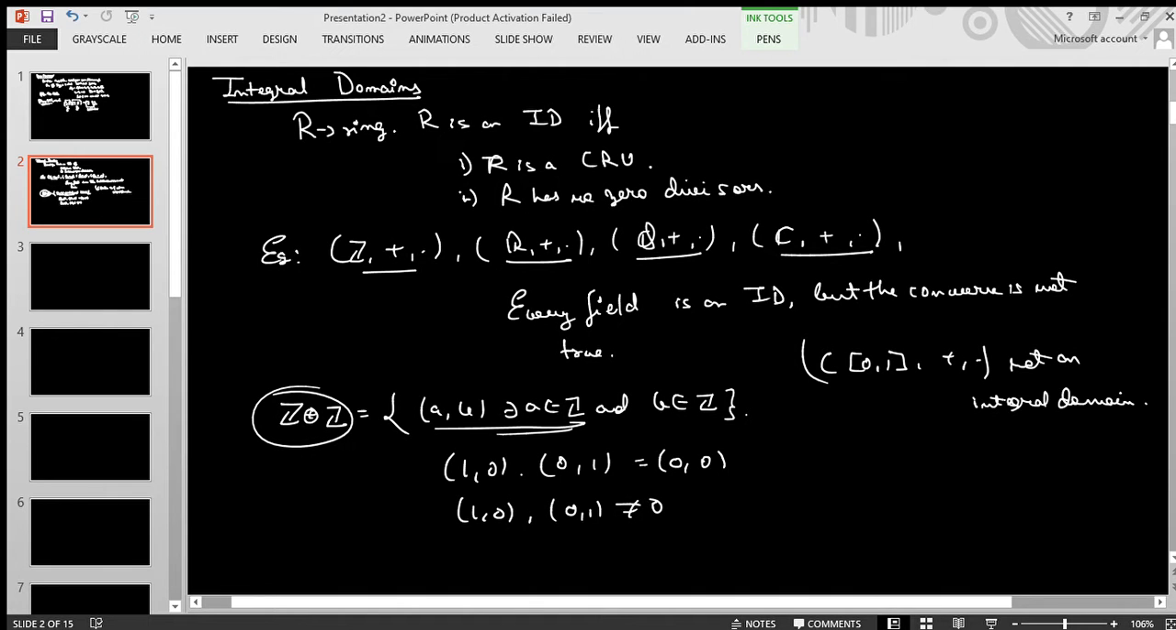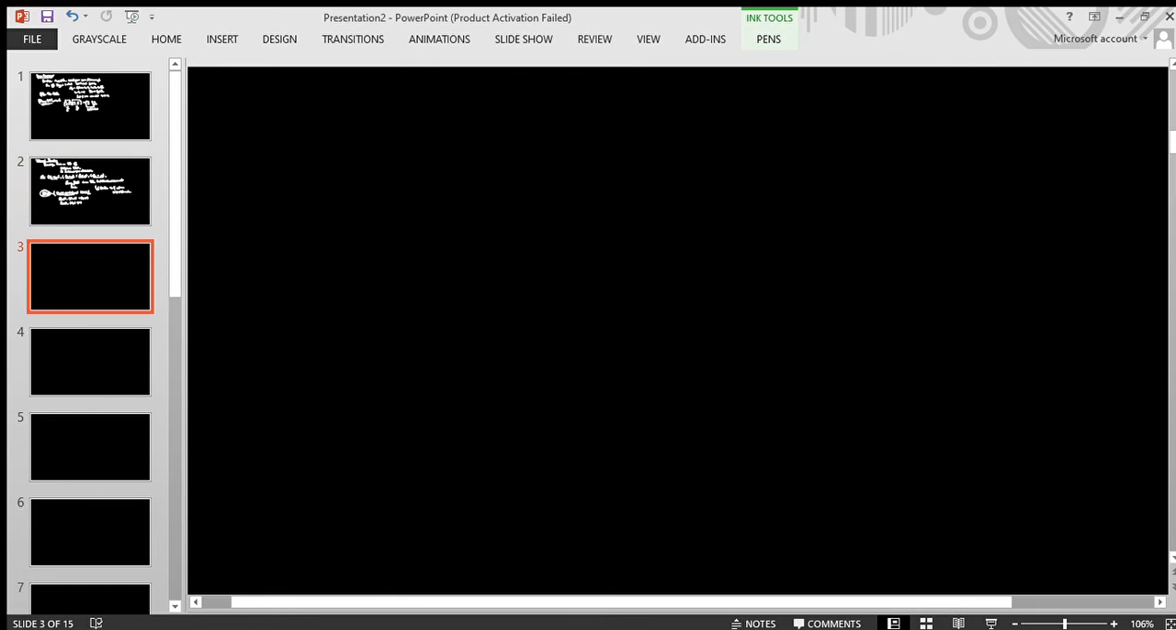Okay, let's move on to the next slide. Suppose we talk about units. The topic we will be talking about now is units in a ring. Units, not unity, but units in a ring. So what are units in a ring?